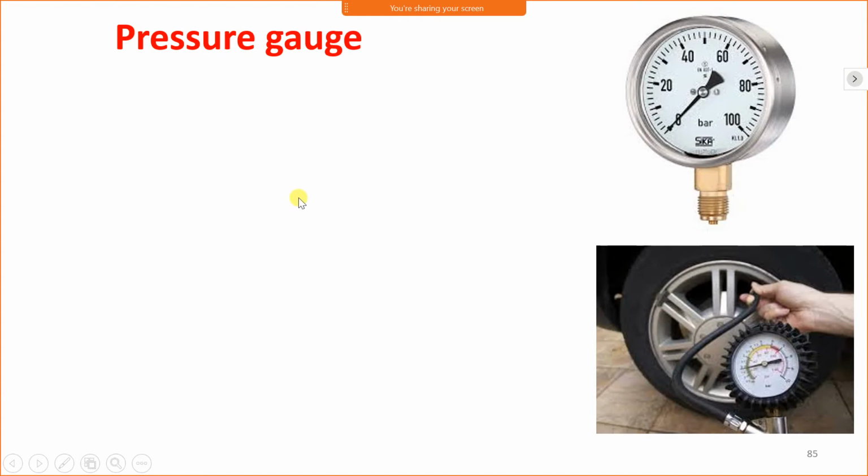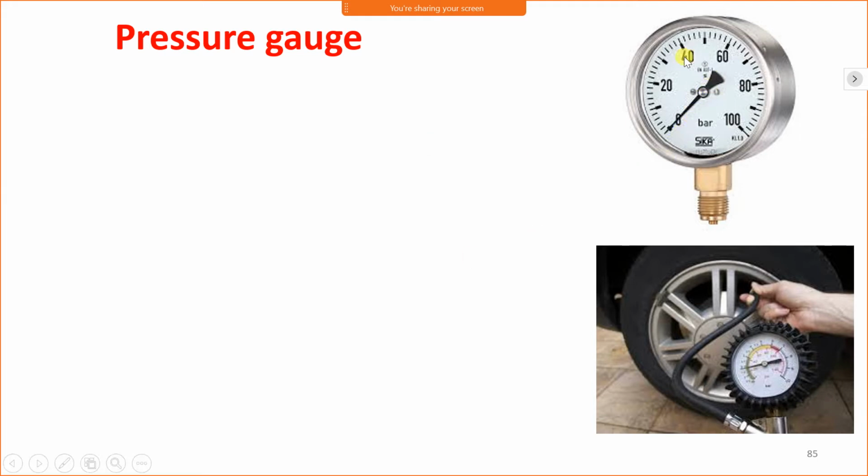Now pressure gauge. Next mounting is a pressure gauge. Pressure gauge is a very important mounting. In fact, all mountings are very important. If even a single mounting is not working, we cannot start the boiler. We need to replace that mounting first, then we can start.